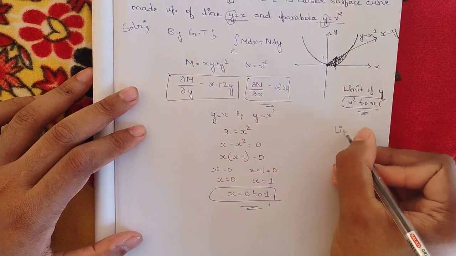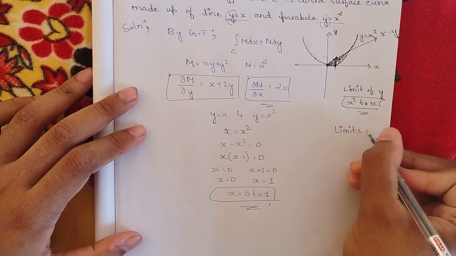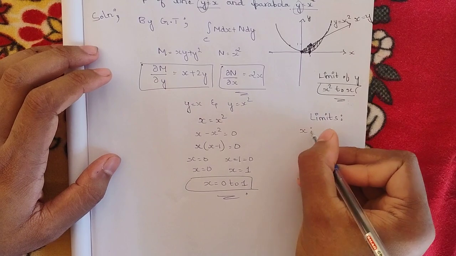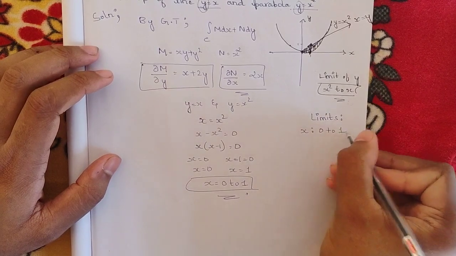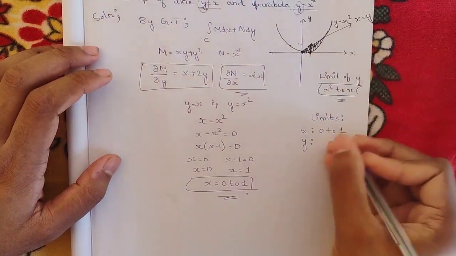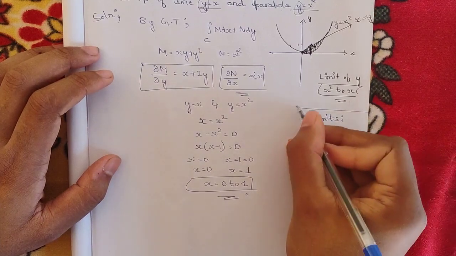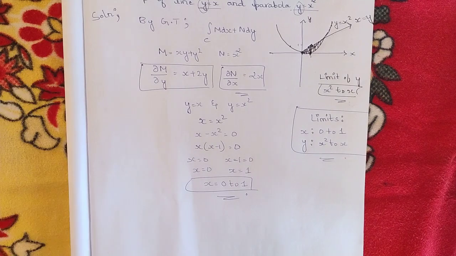So the limits are, I'm writing them here again, limits. These limits play a vital role. For x, the limit is from 0 to 1, and for y, from the graph, the limit is from x square to x. Okay, so hope it is clear.